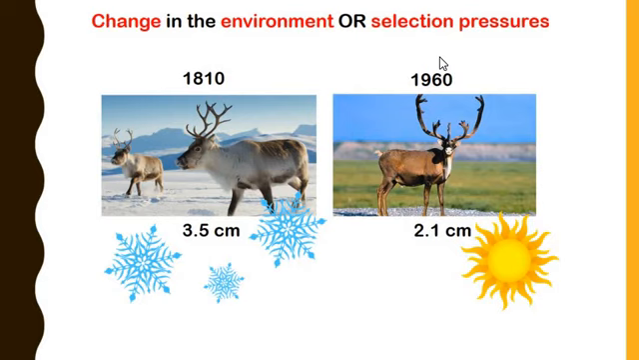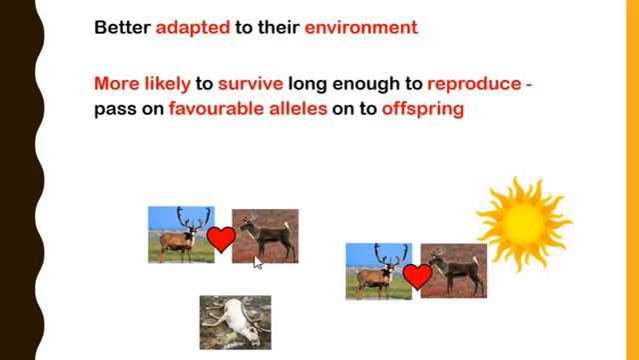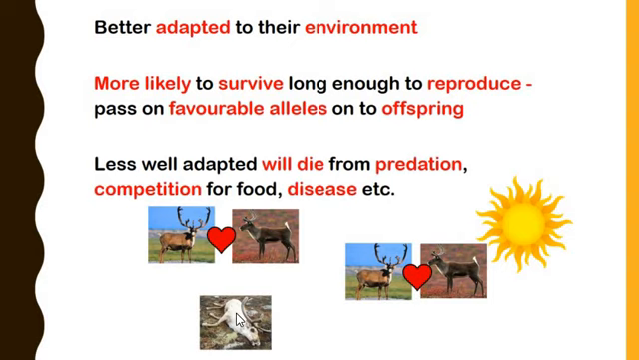Now, if this was an exam question, you would say that the temperature has increased, and that's a selection pressure on the deer. Okay, so some of the ones that have long fur, it's now too hot for them, so they die. Whereas the ones with shorter fur, the ones who had that allele, are able to survive and reproduce. Okay, so these are the better adapted ones to the environment. They're more likely to survive and reproduce to pass on these alleles to offspring, and the less well adapted, the long-haired ones, will die.